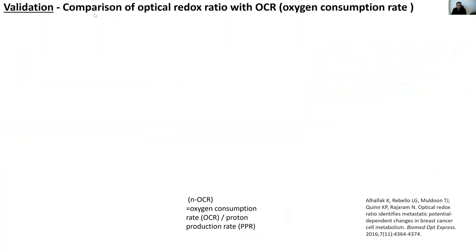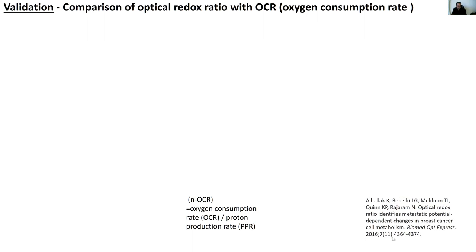Now, another validation, which is the gold standard now in a way, is with OCR, oxygen consumption rate, which is measured in Seahorse assays, which everybody uses. Again, the Seahorse assay is a solution measurement right on top of the cells, which does not measure at the single-cell level. It measures whatever happens to the whole system.